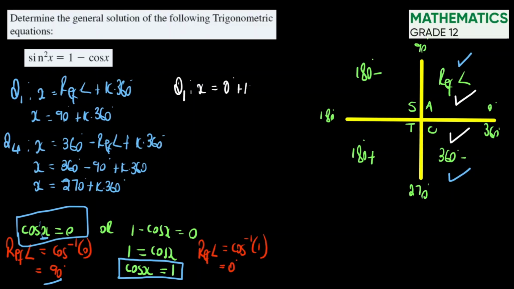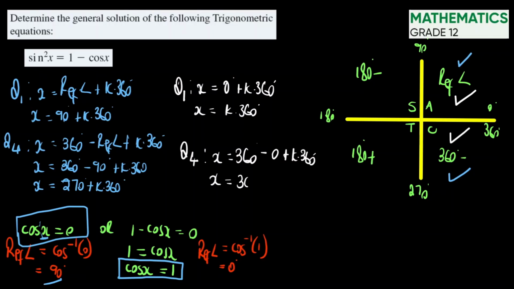0. 0 plus k times 360 degrees, and x will be equal to k times 360 degrees. And if we move over to quadrant number 4, it will be x is equal to 360 minus the reference angle. The reference angle is 0 plus k times 360. So therefore, x is equal to 360 plus k times 360, where k is an element of Z, of integers.